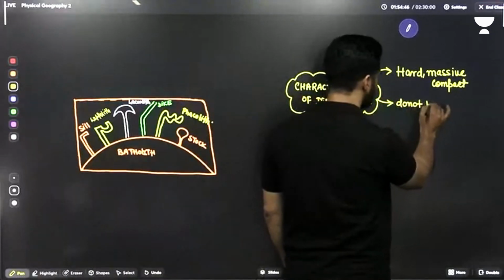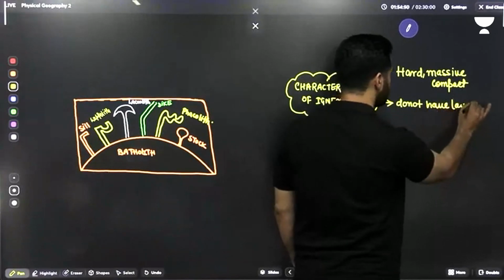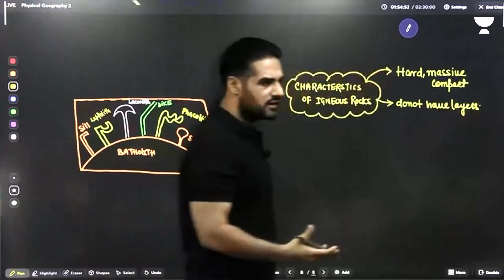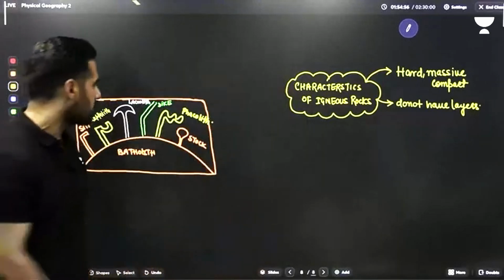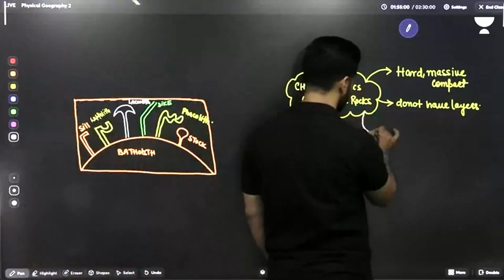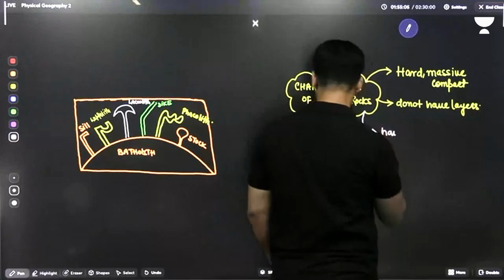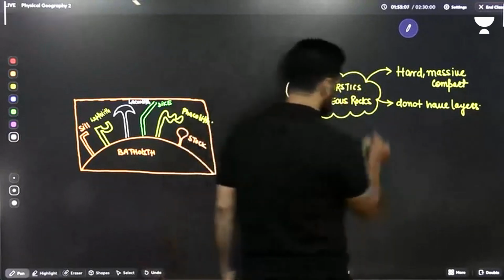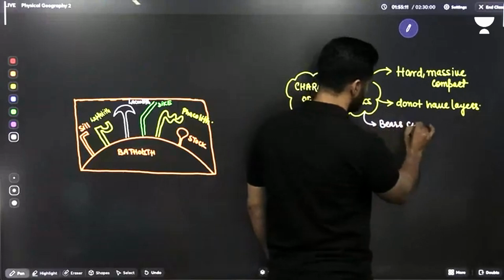they do not have layers. Layers कहाँ मिलेंगी आपको? Sediments. Why they don't have a layer? Because it is a molten material which is cooling. Another part, they have, लिख लो यहाँ, they bear crystals.